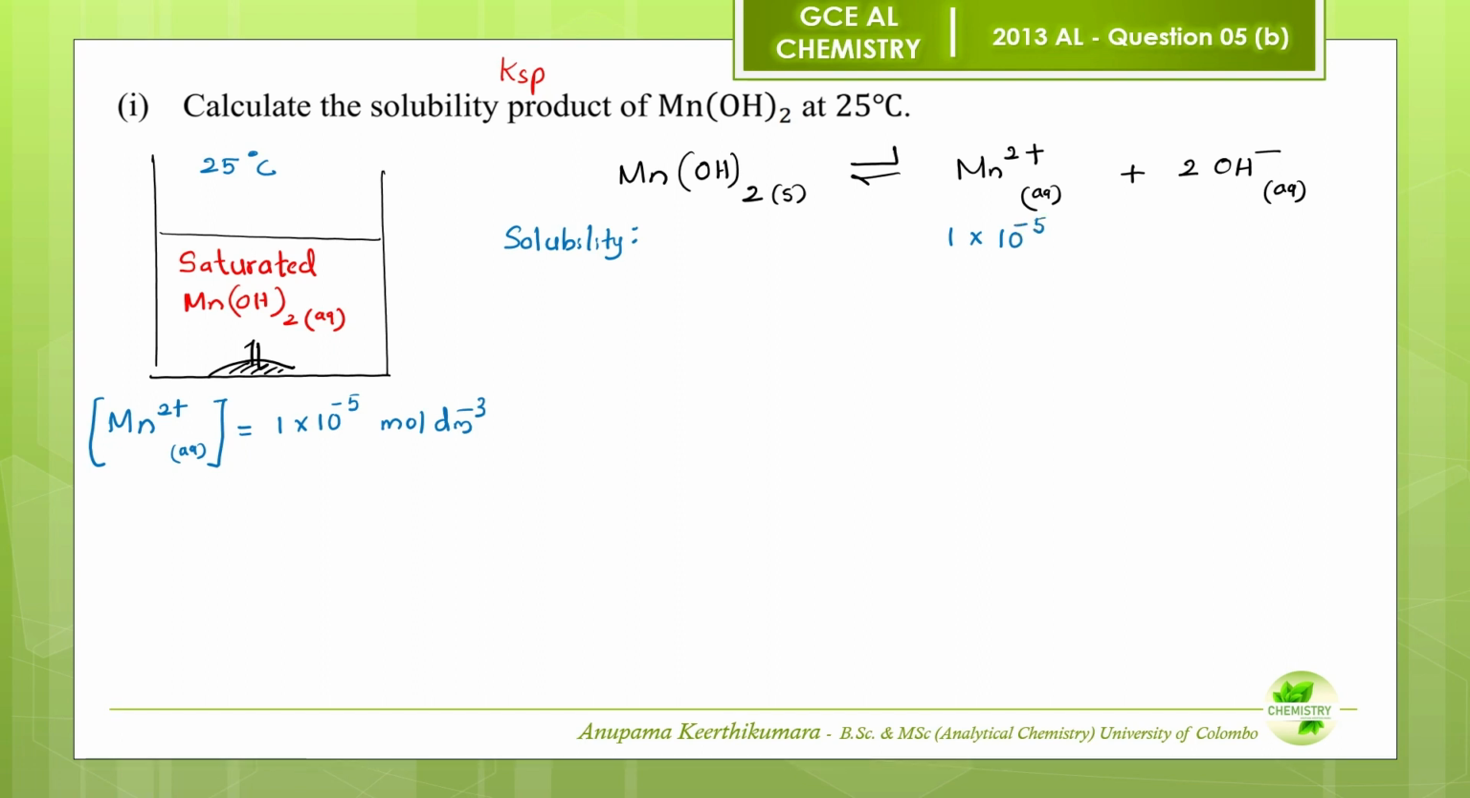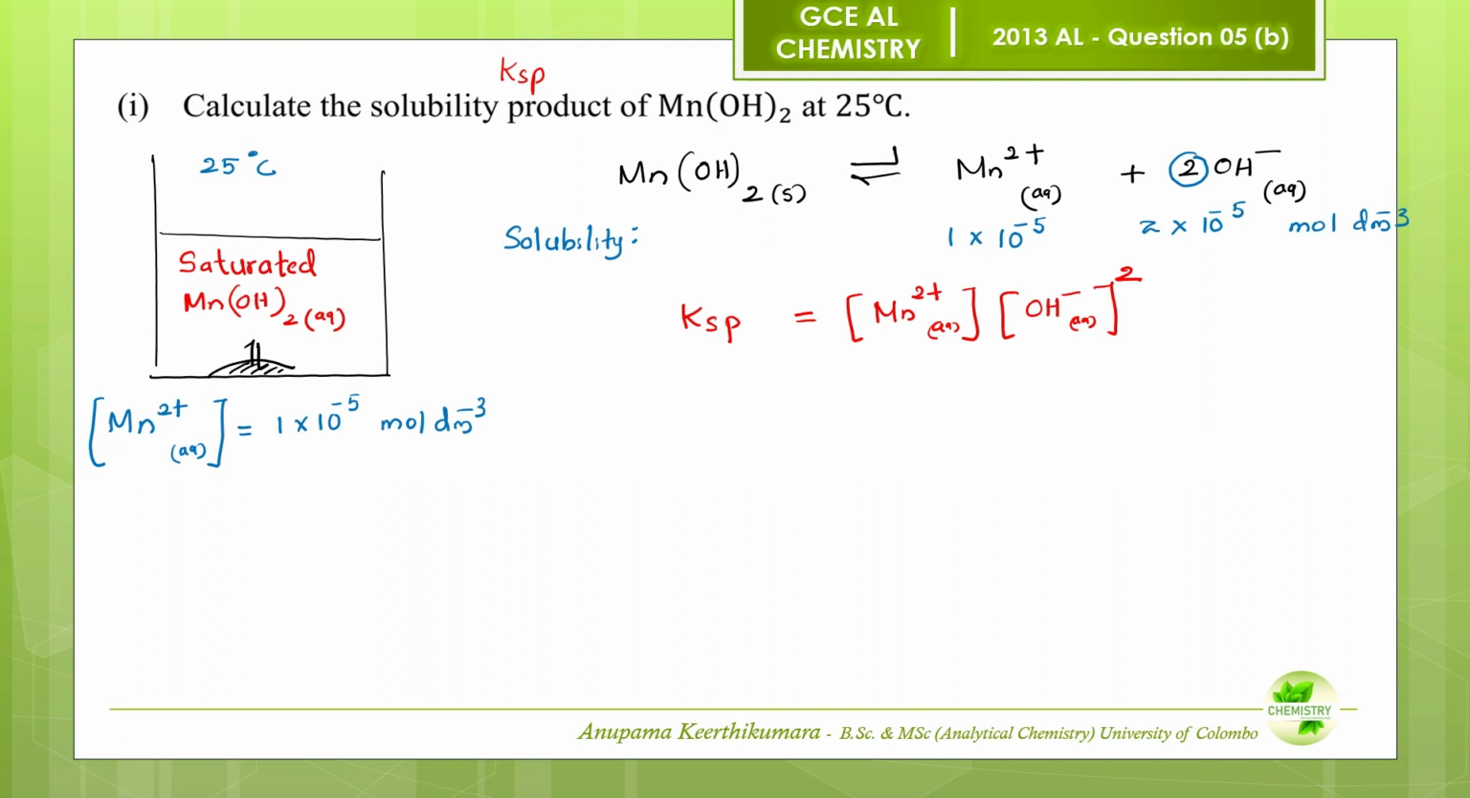Then solubility of hydroxide ions, you can see the coefficient 2 is there. Therefore, it's twice that of the Mn2 plus ion. So, we can write 2 times 10 to the negative fifth moles per cubic decimeter. Ksp equals manganese 2 plus concentration times hydroxide ion concentration to the power 2.